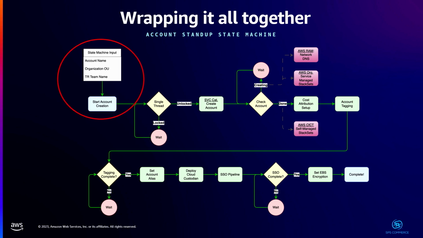We only require 3 inputs to create an account. What is the account name? What is the OU we want that account to be in? And then the tech registry team name, again, linking back to that tagging component that is so foundational to the direction that we took with cloud governance. Once that process starts, we make the call to Service Catalog. For those that aren't familiar, Service Catalog is the entry gate, or the entry door to Control Tower. This is how you provision accounts through Control Tower.